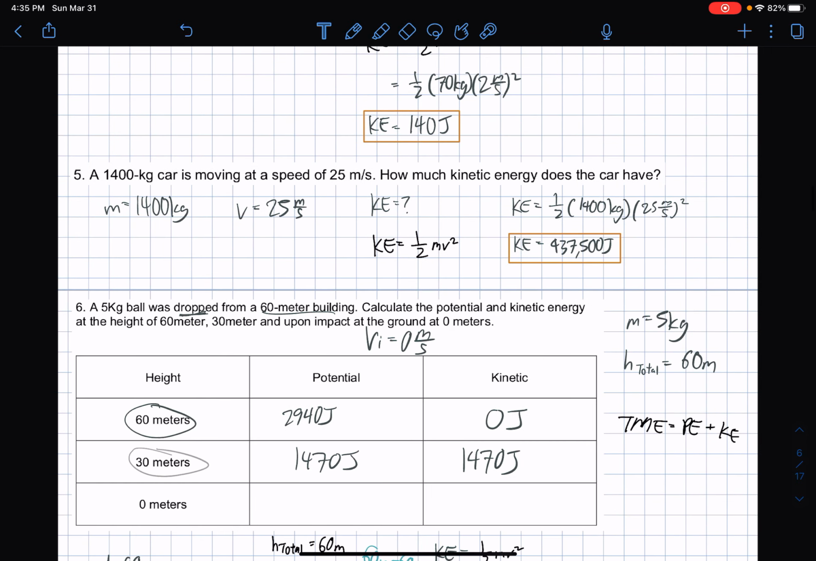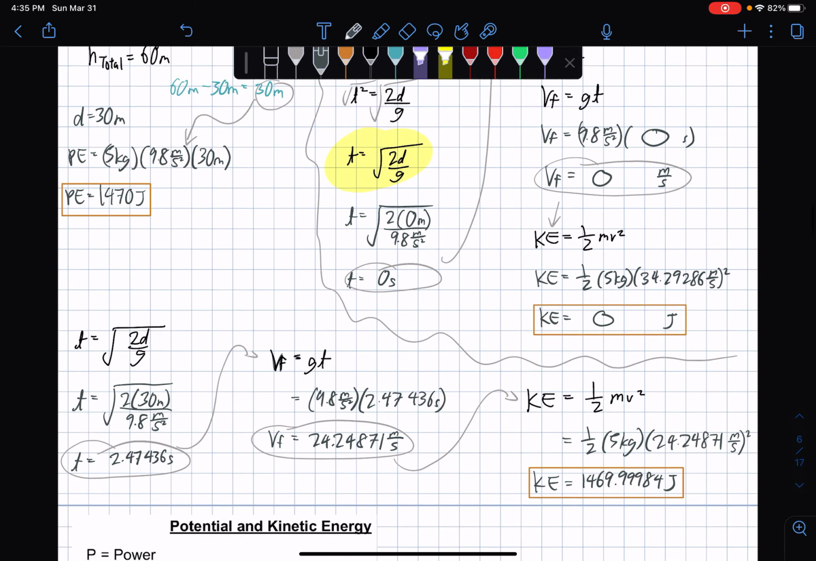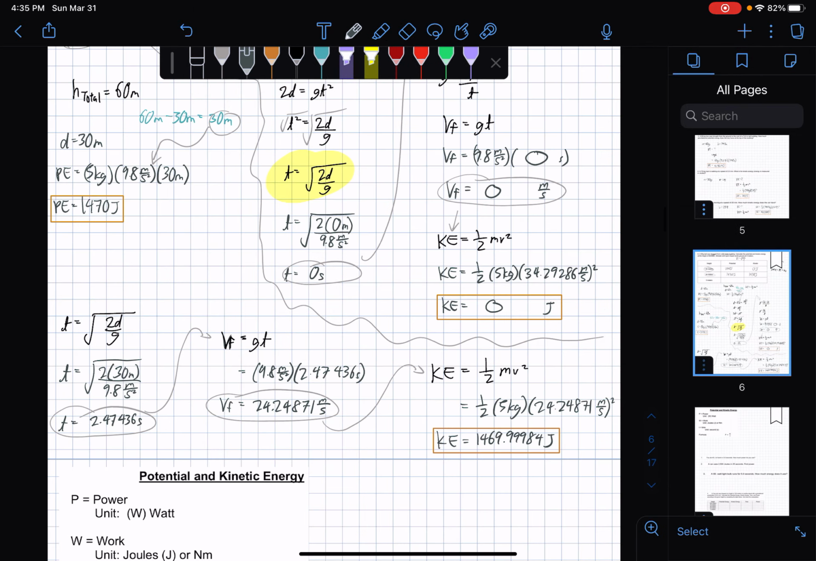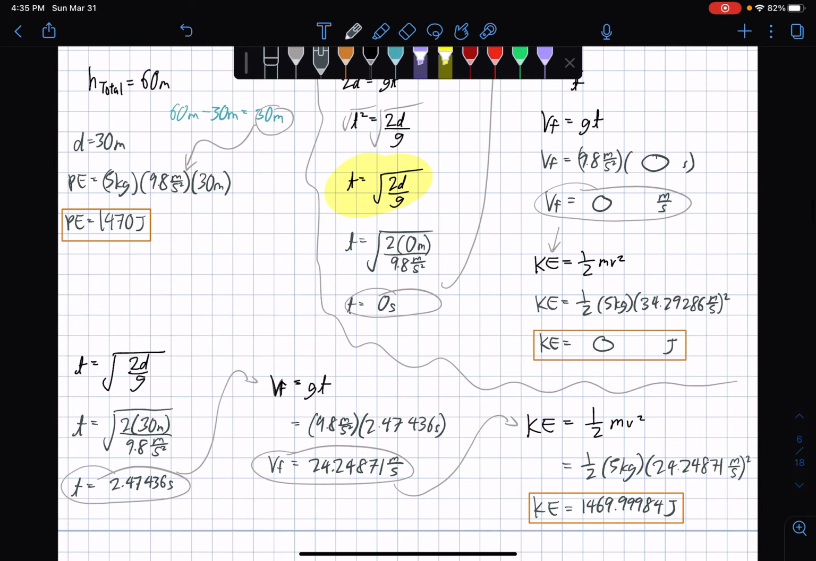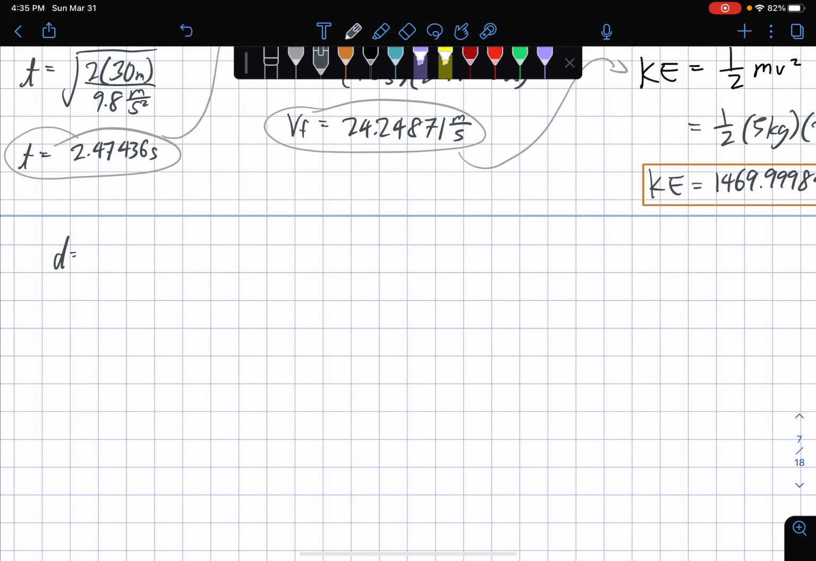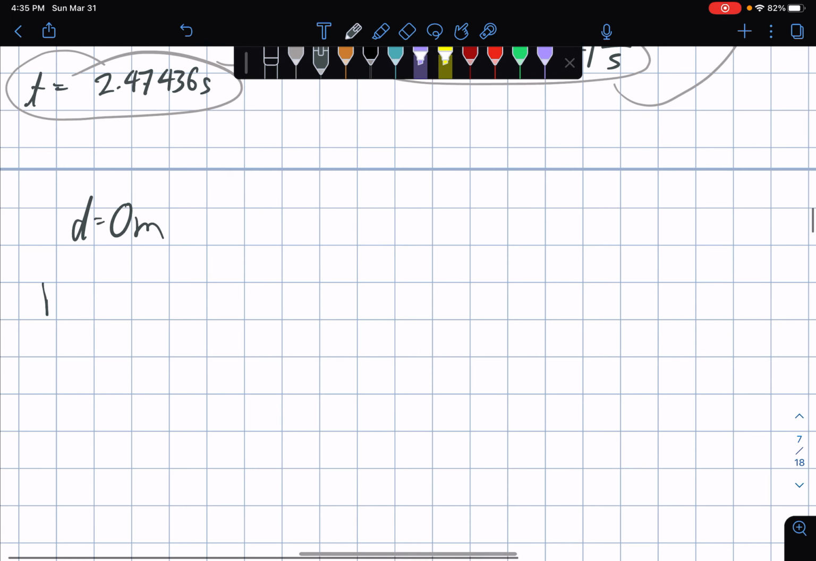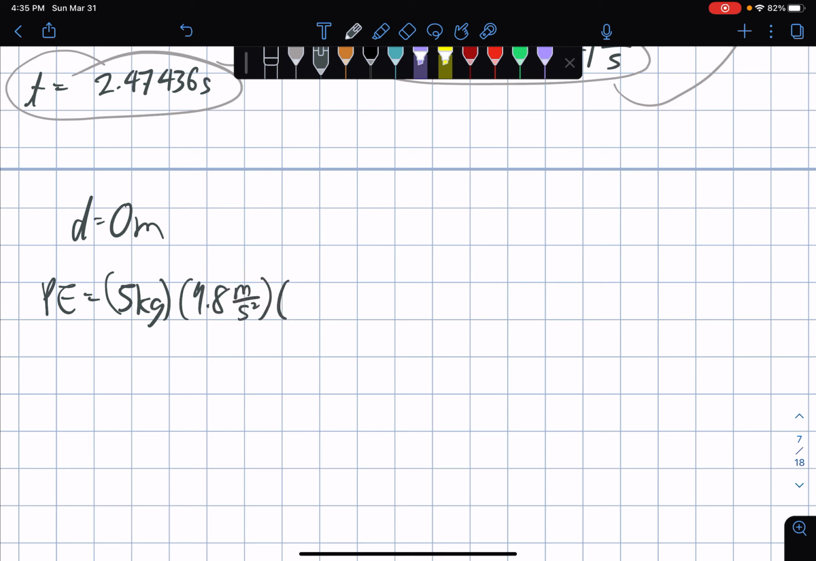Provided that the distance is 0 meters, PE is missing. 5 kilograms is the mass. Gravitational acceleration is 9.8. How about the height? We just copy. So the answer is 0 joules. As easy as that. Now, we look for KE.